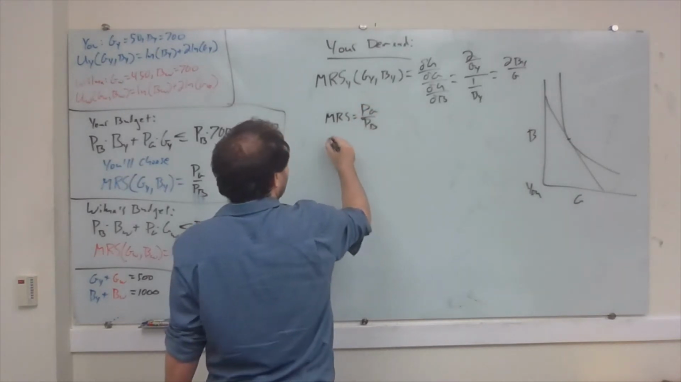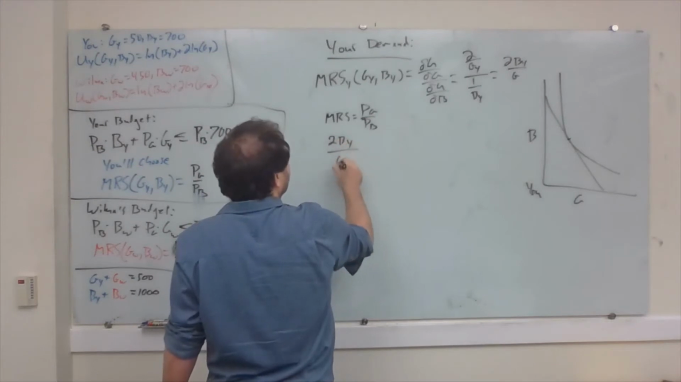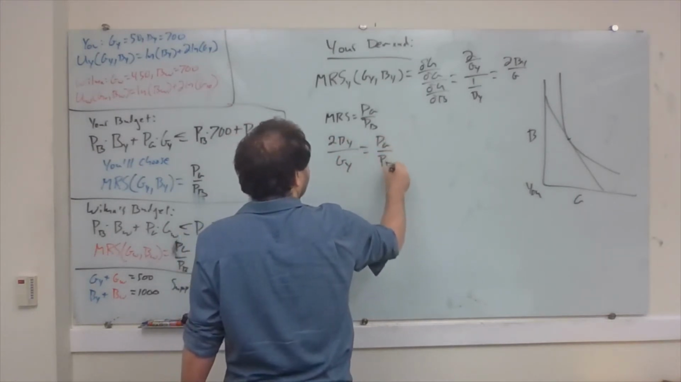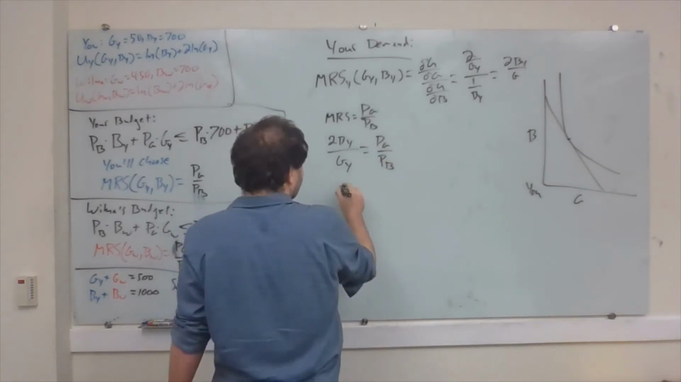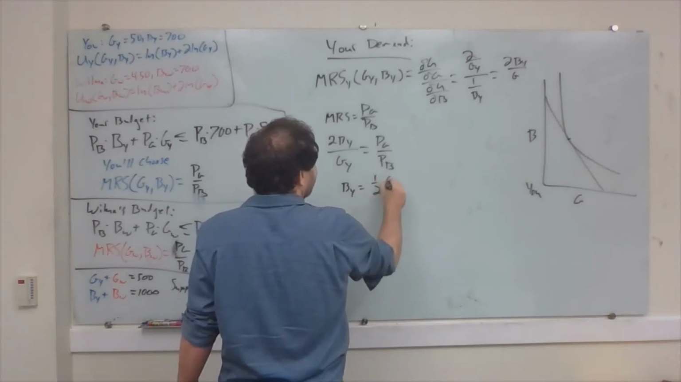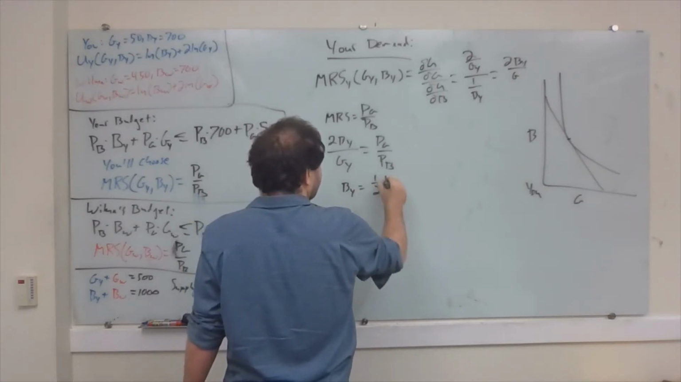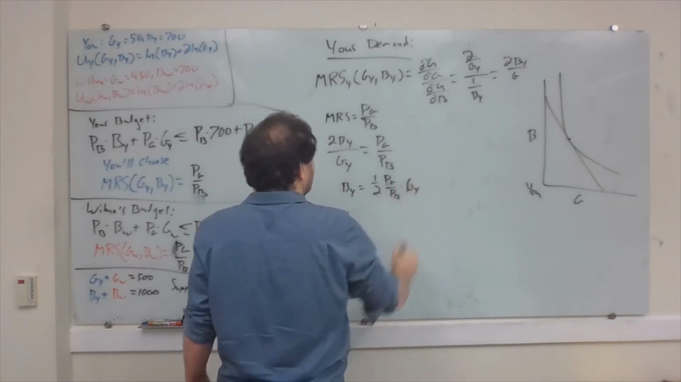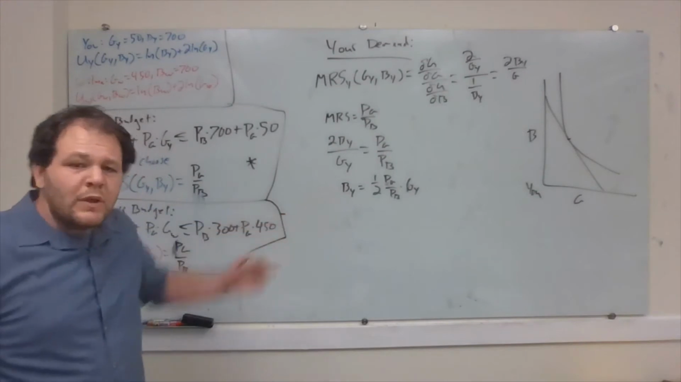Right? This is going to tell me that 2 By over Gy has to equal PG over PB. This is going to tell me that By equals 1/2 of PG over PB times Gy. What do I do from here? Well, it's been a little while, right?